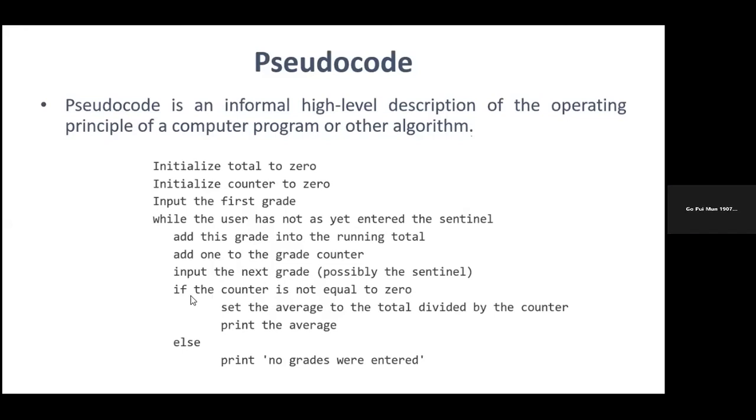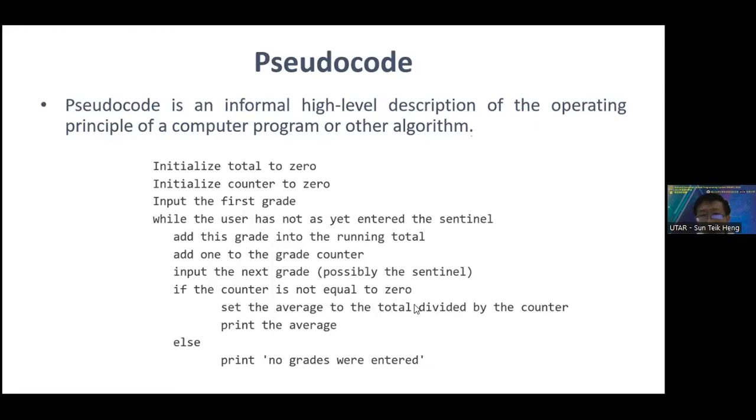Okay, so then if the counter is not equal to 0, we will set the average to the total divided by the counter, and then we display the average. Because you see here, we are performing a mathematical division. We take the value from the total divided by the value inside the counter. We must make sure that the value inside counter cannot be 0, because mathematically we know that we cannot divide by 0, right? If you have anything divided by 0, you get an invalid result. Okay, so that is a runtime error.